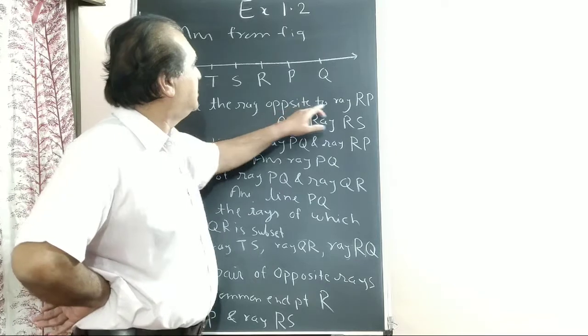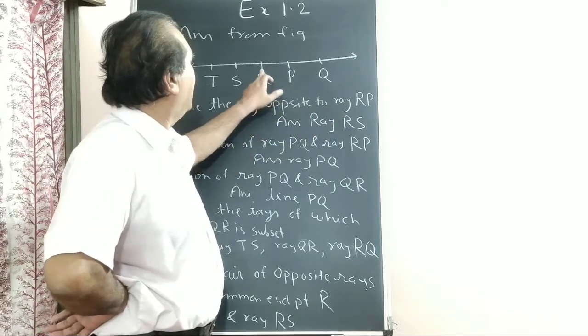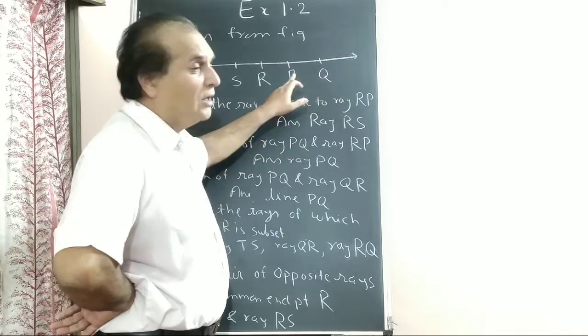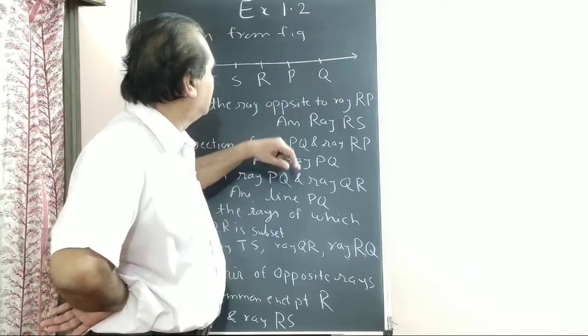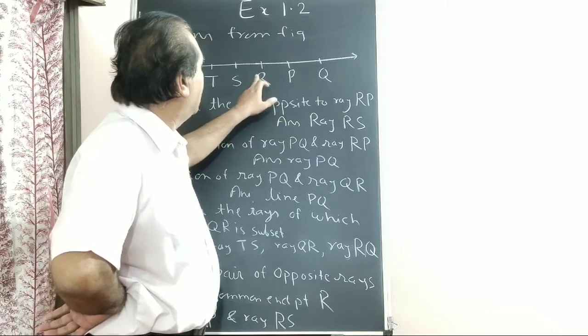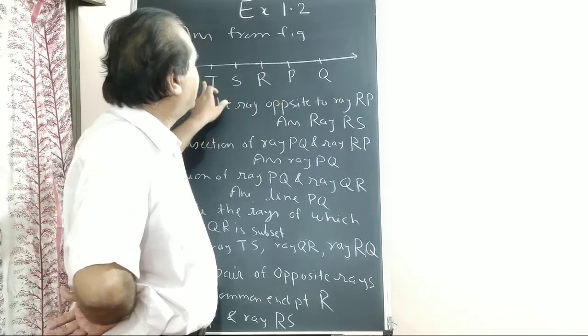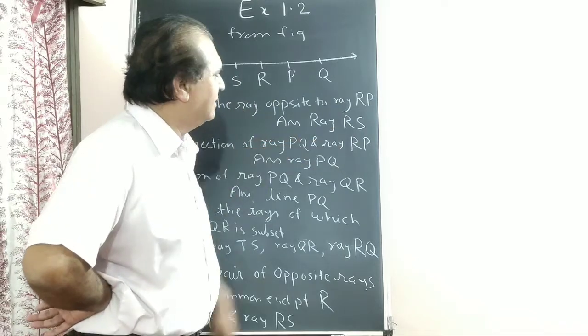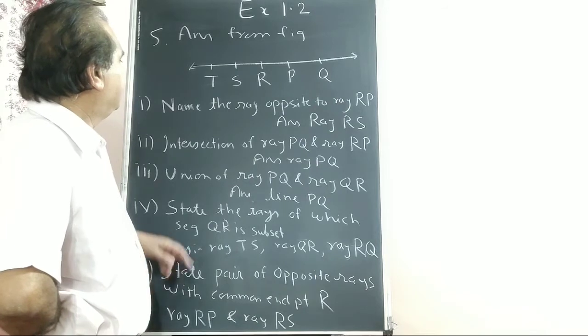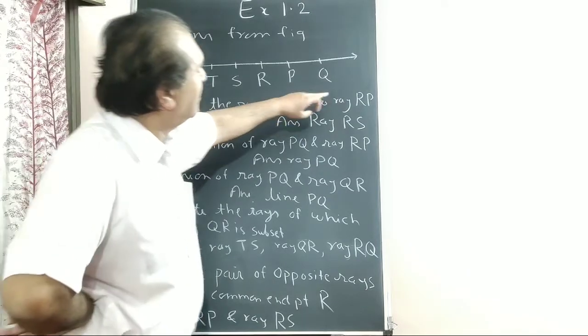Name the ray opposite to ray RP. Ray RP is from R, through P, up to here. You can also call the ray RQ. So the ray opposite to ray RP is RS or RT. Anything you can write. Ray RS. Getting? But it must start with R.